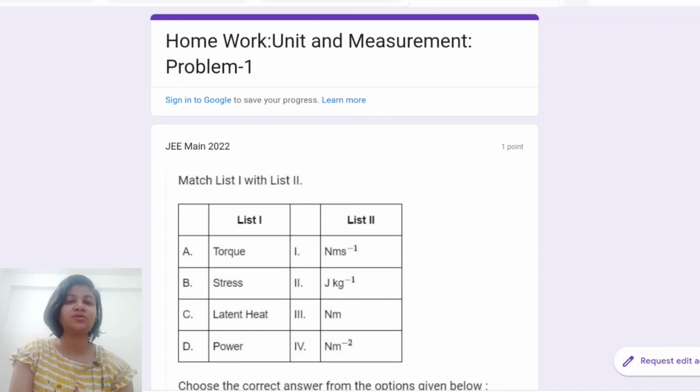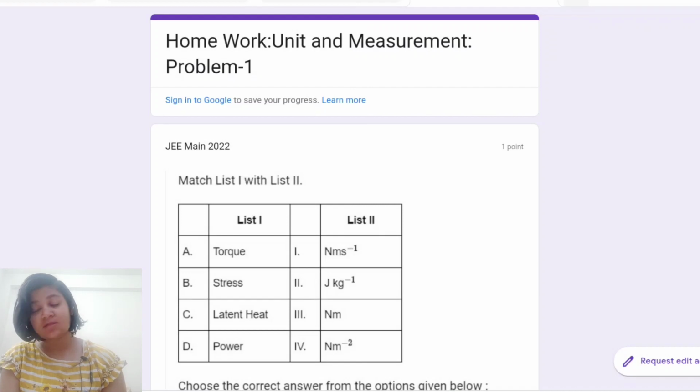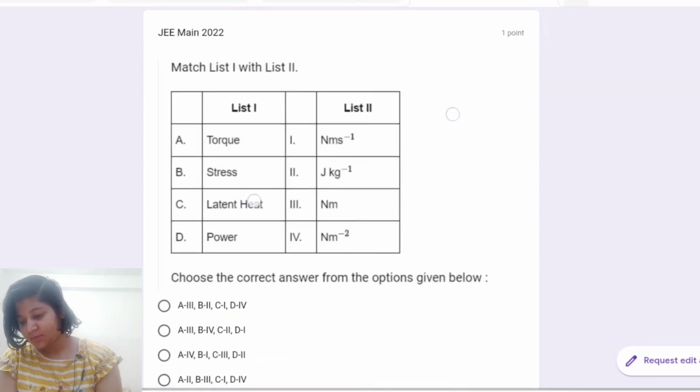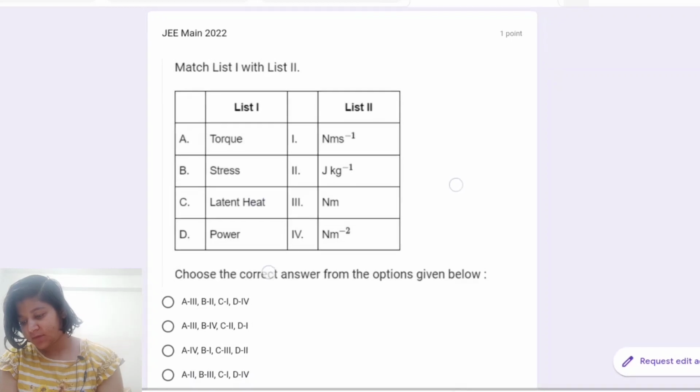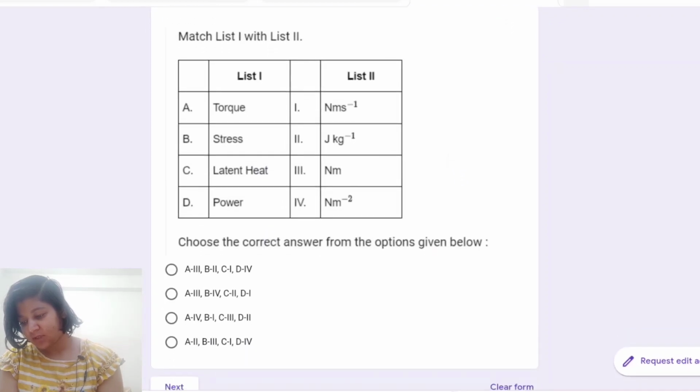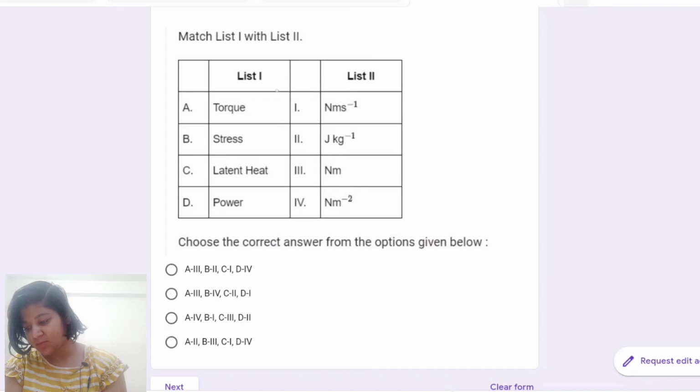In this session, we are going to solve the problems I had given you as homework. So let's get started. This is the homework for units and measurement. They have given us a list of some quantities, and we have to match the quantities in list 1 with the quantities in list 2.